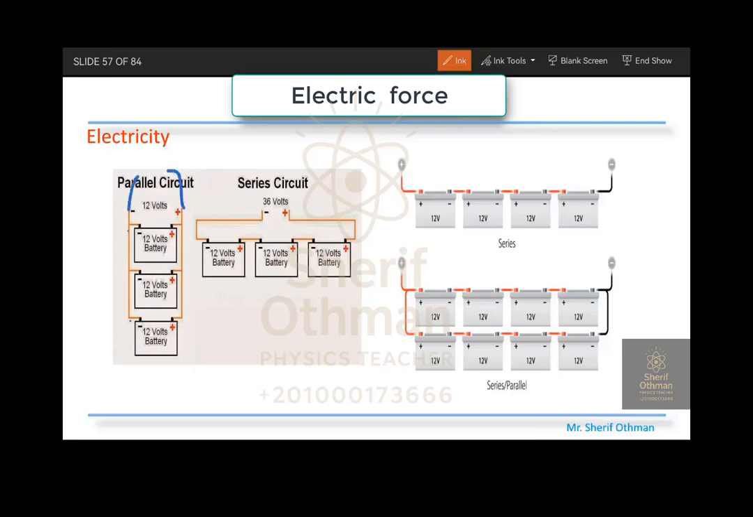In series connection, positive of one cell is connected to negative of the next cell. Positive is connected to the negative. Then they are inserted inside the circuit. Here is series connection, and here is parallel connection.